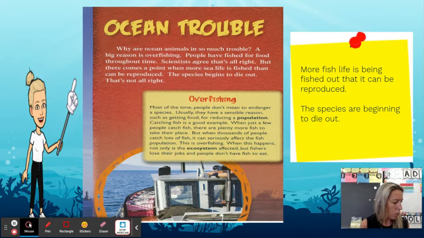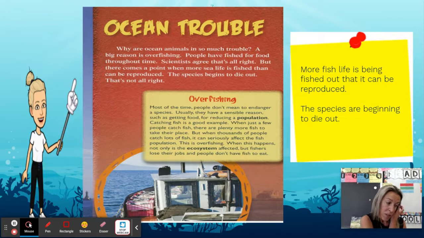Ocean trouble. Why are ocean animals in so much trouble? A big reason is overfishing. People have fished for food throughout time. Scientists agree that's all right, but there comes a point when more sea life is fished than can be reproduced. The species begins to die out, and that's not all right.